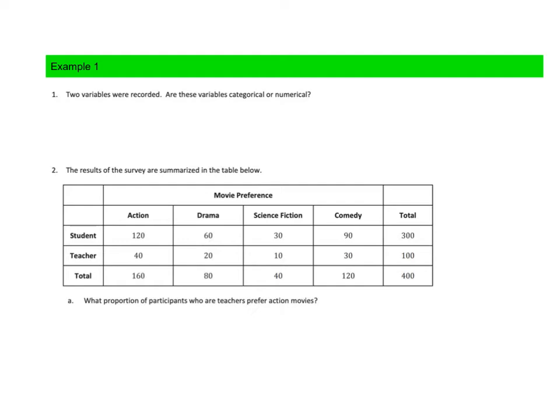All right, the first thing I want to review with you is question 1. It says 2 variables were recorded. Are these variables categorical or numerical? Well, the 2 variables were whether this person was a teacher or a student and what their movie preference was. None of those have to do with numbers, so these are categories. So this is categorical. Okay. Then it says the results of the survey are summarized in the table below.